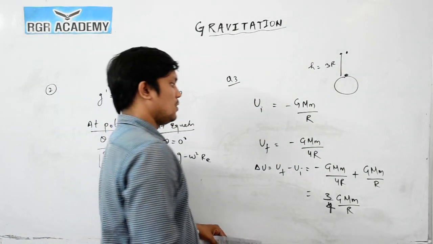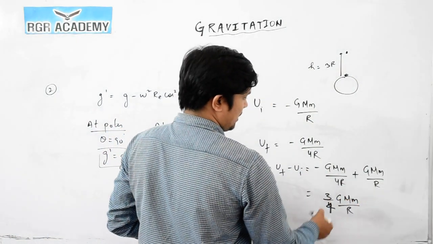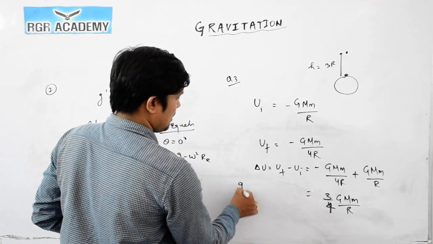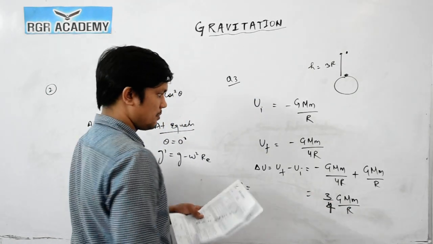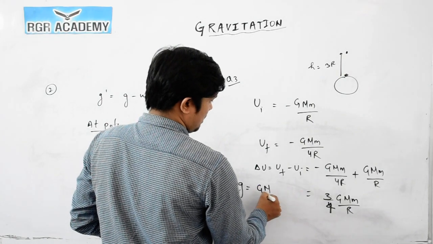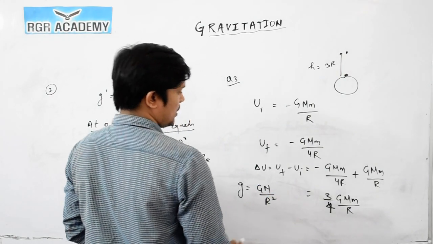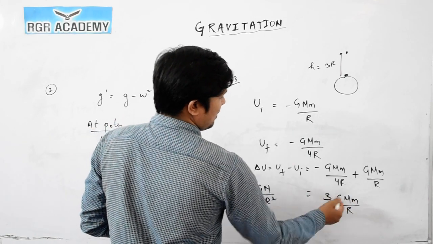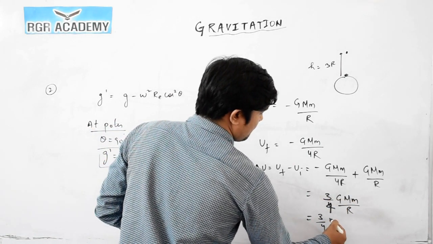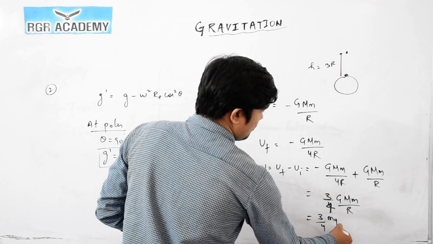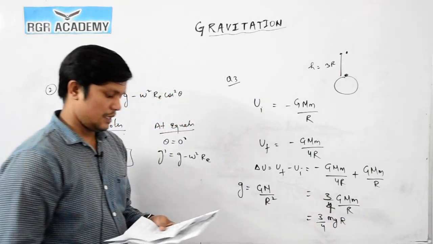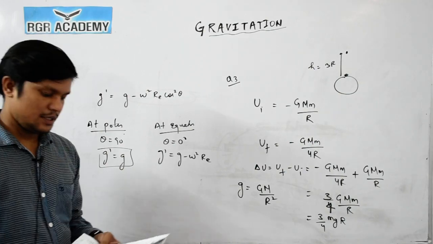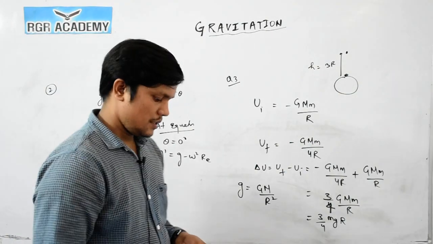Okay. So this value we can write in terms of small g, because answers are given in terms of small g. Small g is GM by R square, where R is the radius of earth. So if you multiply by R and divide by R, this will be equal to 3 by 4 m g R. So option number 3 will match. Okay, directly formula based question.